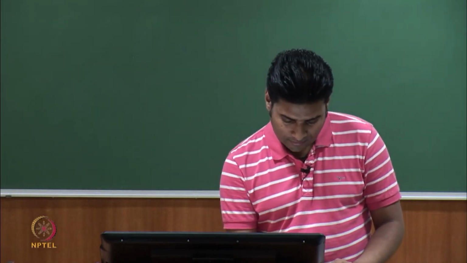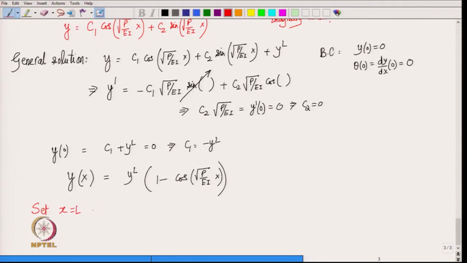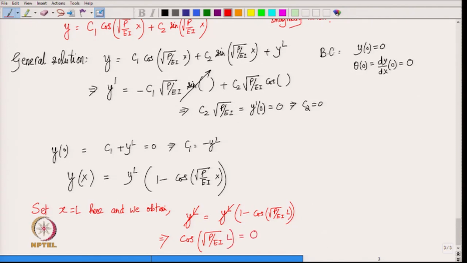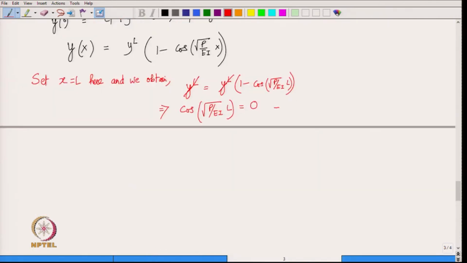So, set x equal to L here, and we obtain, on the left hand side, y of L, which is y L equal to y L into 1 minus cosine of square root of P by E I into L. And so, y L cancels on both the sides, and this finally implies that cosine of square root of P by E I into L is actually equal to 0, correct.